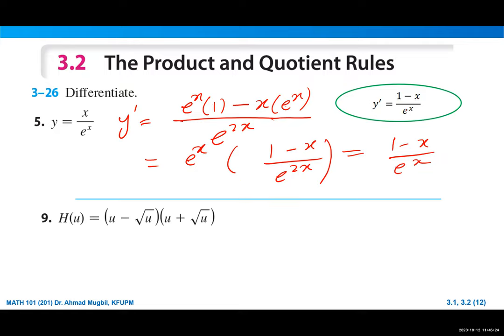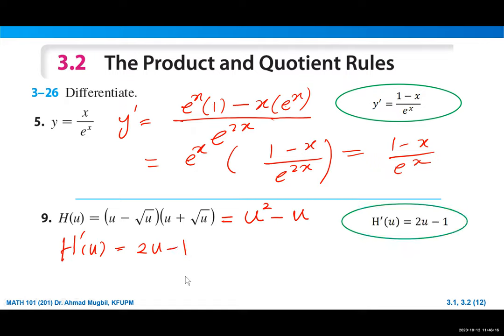I'd like to mention this. Any idea how to solve this, Shabab? Which rule do we need to apply here? The product rule. But if you did it, it will take like 2 or 3 or 5 minutes of your time. What I advise you, Shabab, always to do before using the product rule or the quotient rule, ask yourself, can I simplify my function? Yes. By the product rule, you will say this times the derivative of this plus that, it will be long. But if you think about it, what is this? This is just a difference of squares. This is just u squared minus u. Look, what will be the derivative? 2u minus 1.